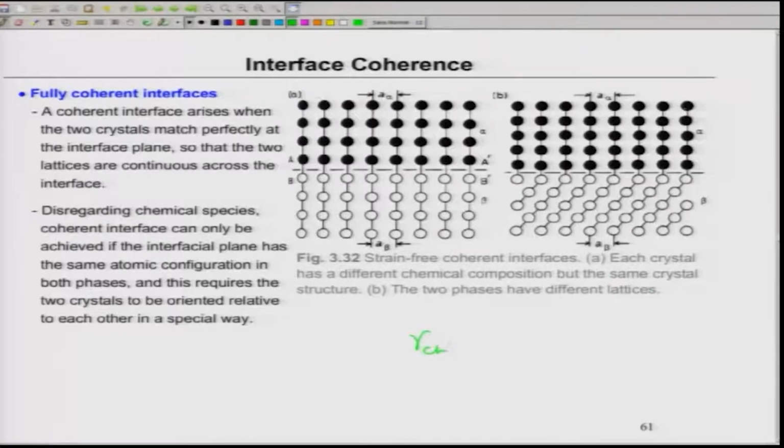So disregarding the chemical part, a coherent interface can only be achieved, listen carefully, if the interfacial plane has the same atomic configuration in both phases, and that requires the two crystals to be oriented relative to each other in a very special way.